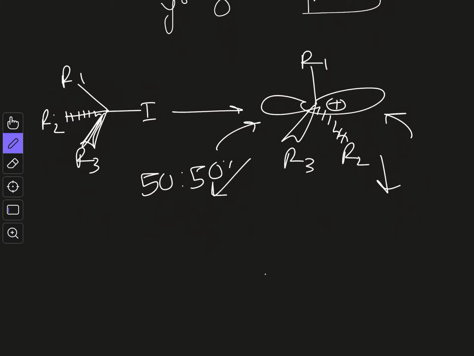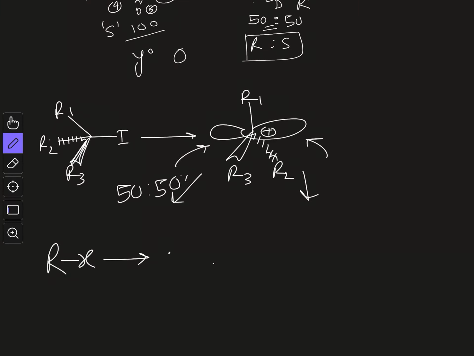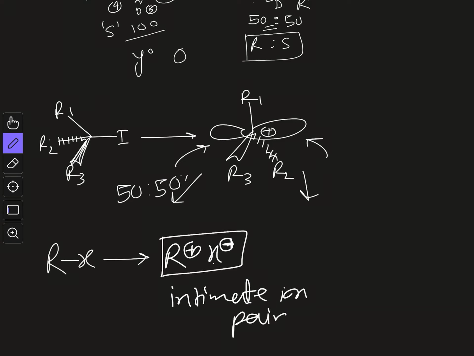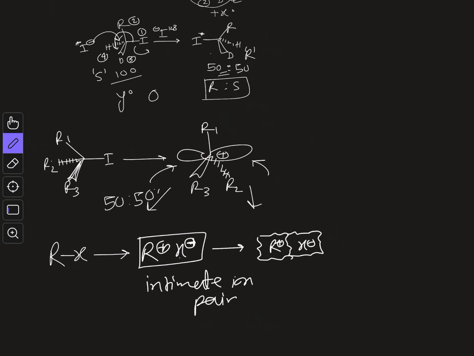Why is this the case? For that we have to look into the mechanism of SN1 reaction more closely. So if we just represent this by RX, what happens in SN1 reaction is, first this forms R plus X minus, and this is called intimate ion pair. So this is within the solvent cage. Then some solvent molecules come between these two like this, R plus X minus. This is called solvent separated ion pair.